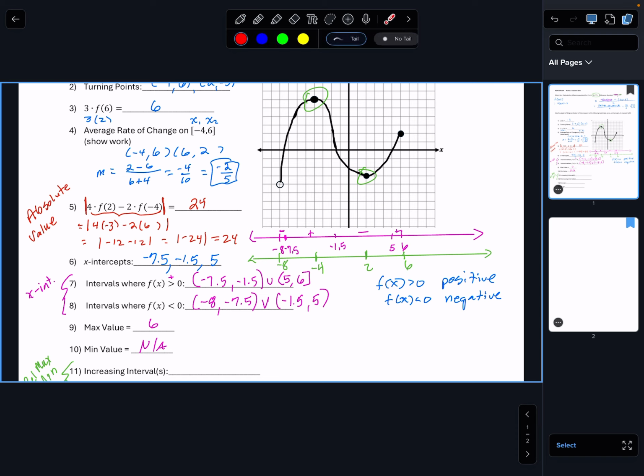Now, you always need to drive your car from left to right, trace from left to right. You're going up, up, up, up, up in this interval. So that is an increasing interval. And after that turning point, you're going down, down, down. So that is going to be a decreasing interval. And then you end with an increasing interval.